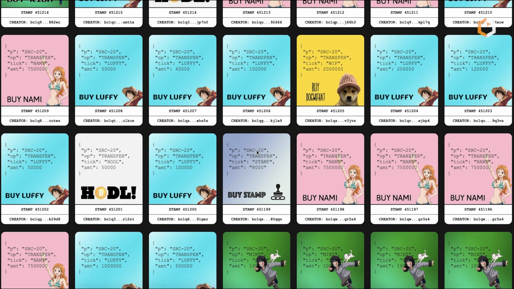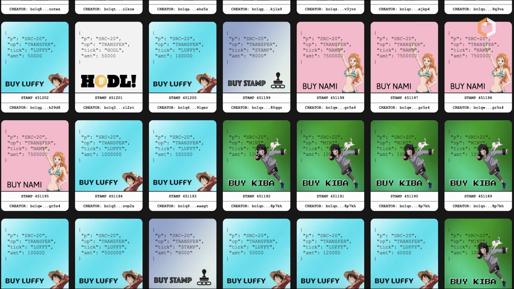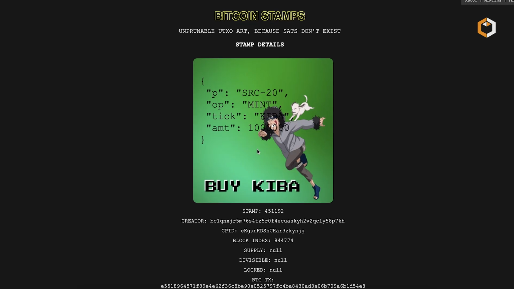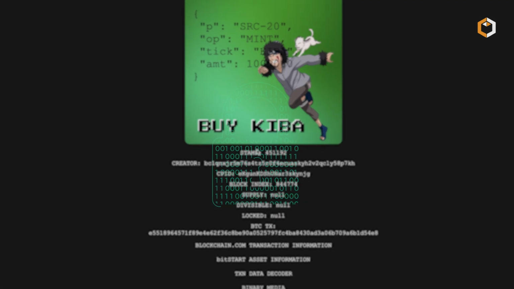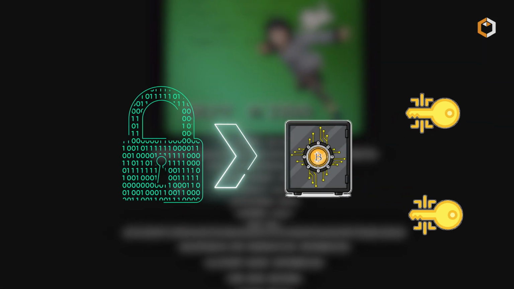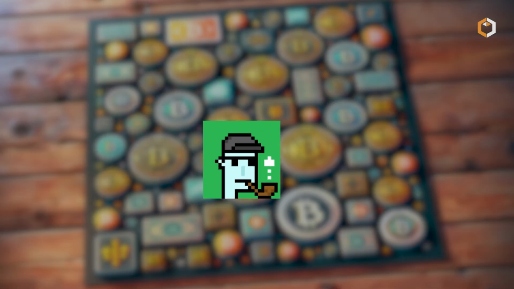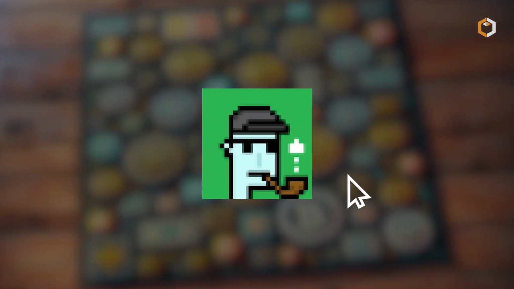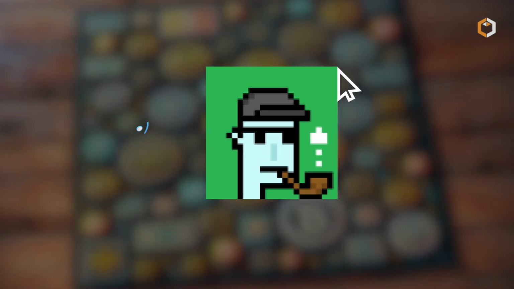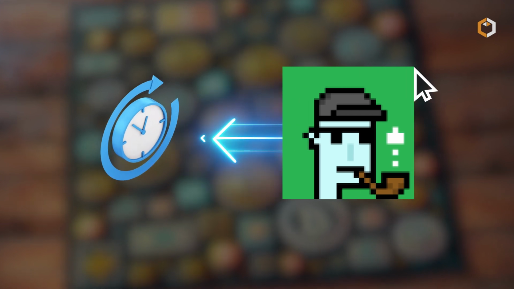Compared to Bitcoin ordinals, which store data in the witness section and are subject to pruning, Bitcoin stamps offer greater security through multi-signature frameworks. Additionally, they provide flexibility in data size and resolution, although larger images may lead to higher transaction costs.